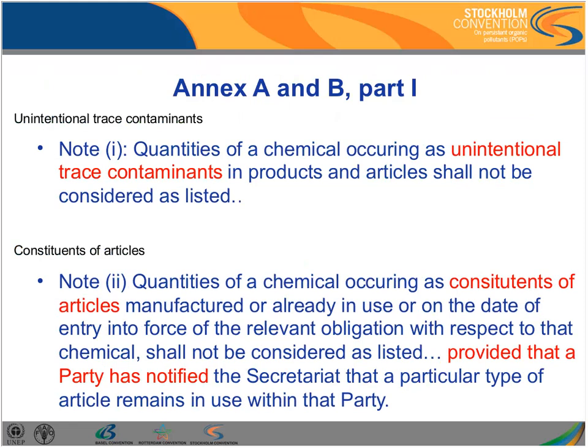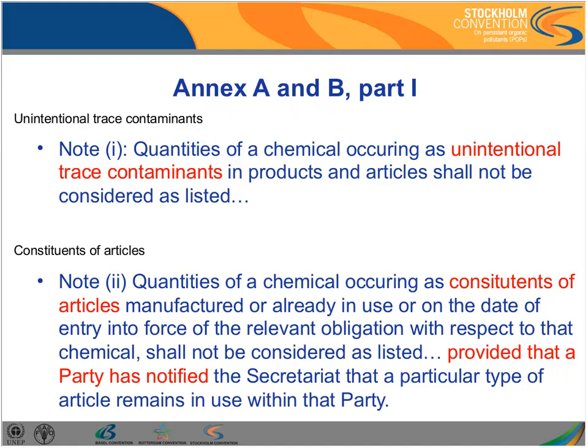We've seen Annex B, Parts 2 and 3, which provide conditions for DDT and PFOS, its salts, and PFOS-F. And I would like to go back to the little notes that are provided in Part 1 of Annex A and Annex B regarding the general exemptions. First is on unintentional trace contaminants, provided in Note 1 of Annex A and also Annex B.